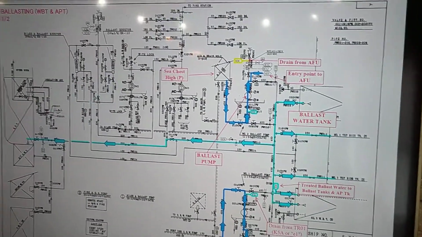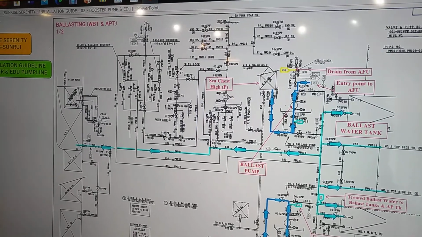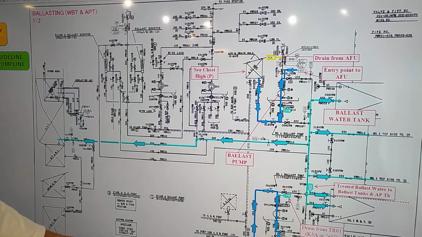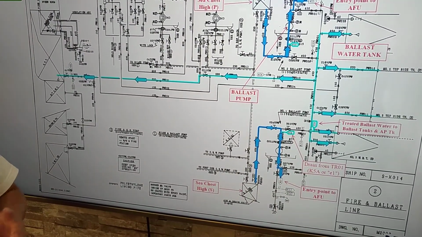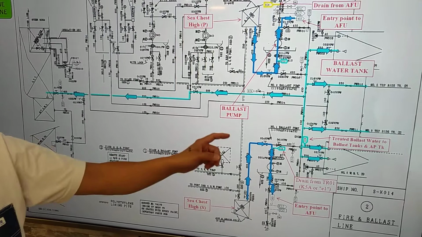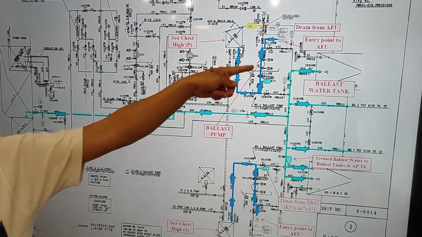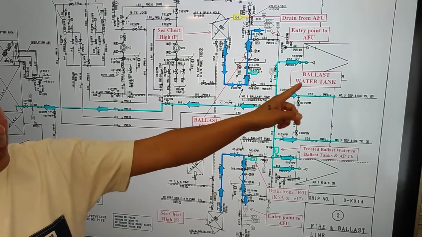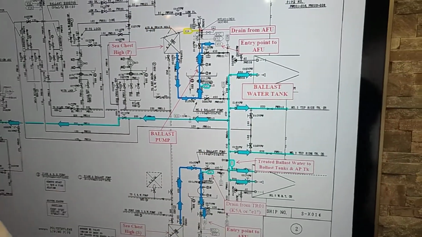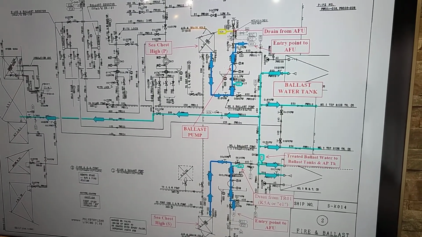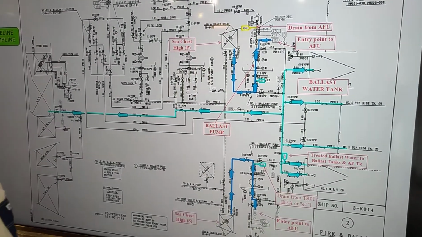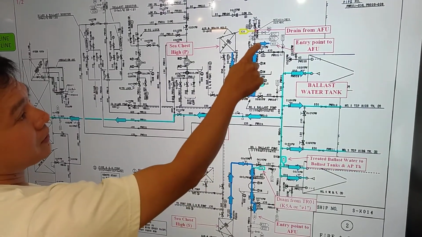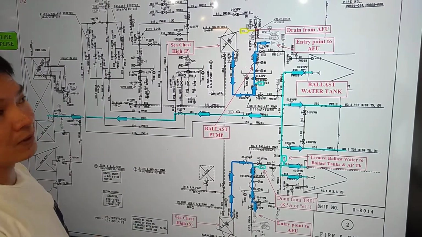So we have here the piping diagram. The basic here is we have the sea chest, either from port side or starboard side. We pump the seawater using the ballast pump, either number 2 or number 1 ballast pump, and then pump to the ballast water tank, port or starboard side. By introducing the ballast water treatment system, before we pump the seawater to the ballast water tank, we first have to treat it in the ballast water treatment system.